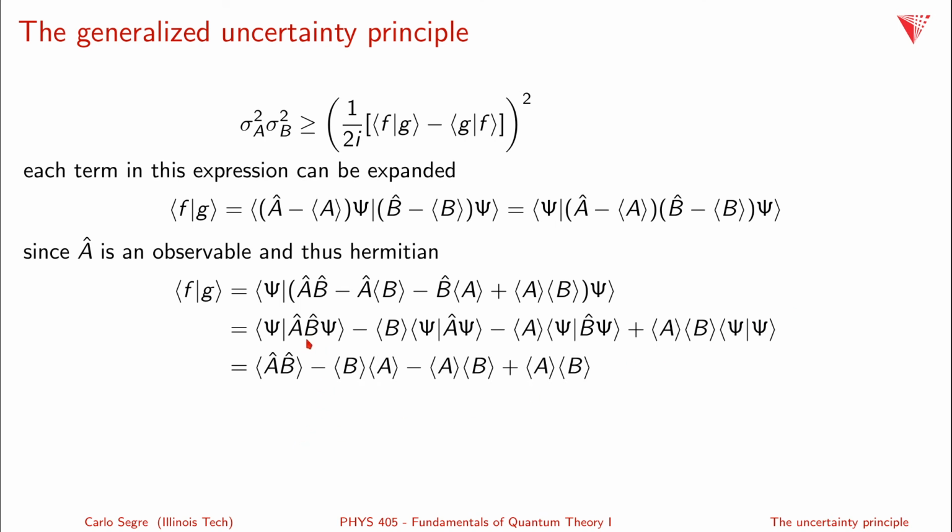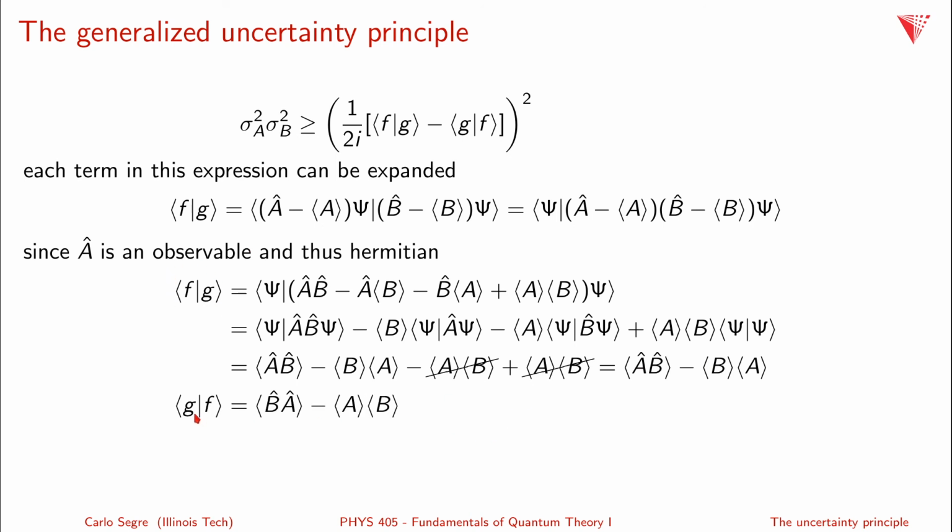So this first term is just the expectation value of AB. The second term is just the expectation value of B times the expectation value of A. The next term is the expectation value of A times the expectation value of B. And the third term is also the expectation value of A times the expectation value of B. So these two terms will cancel, and we get the expectation value of AB minus the expectation value of B times the expectation value of A. And this is all equal to the inner product of F with G.